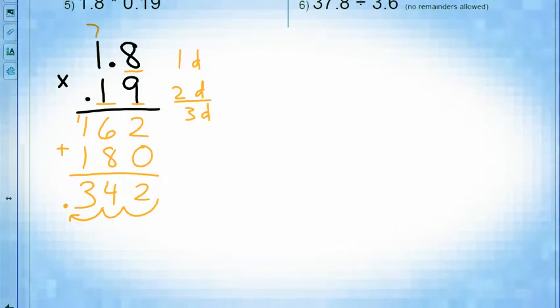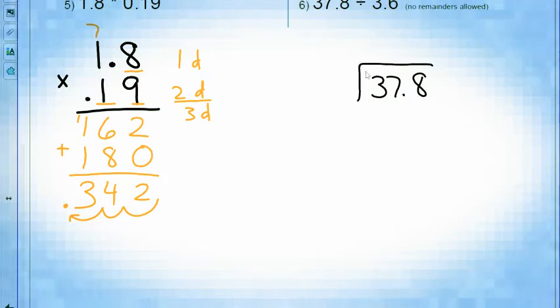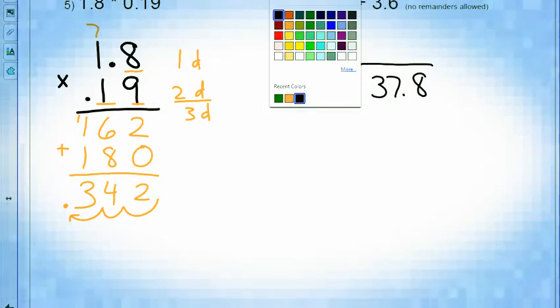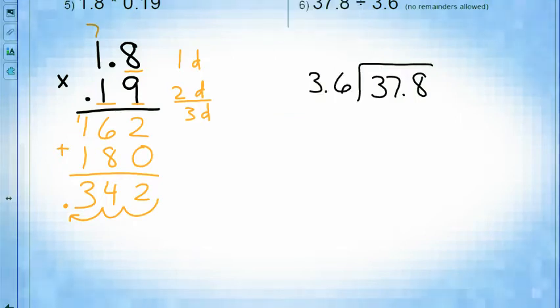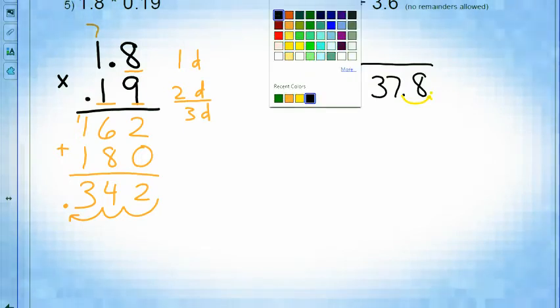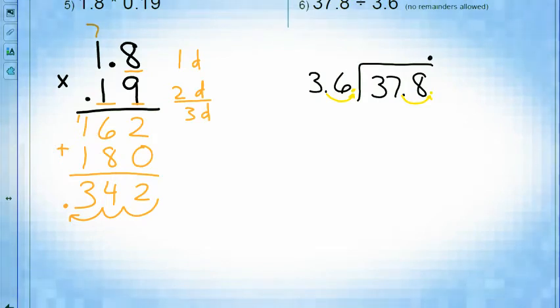Okay, on this next problem, let's set it up. 37 and 8 tenths divided by 3 and 6 tenths. So I can't have a decimal point in my divisor. So I need to make that just a little bit bigger, 10 times bigger actually. So my decimal point ends up here. I can do that if I do the same thing here. So my decimal point is now there.